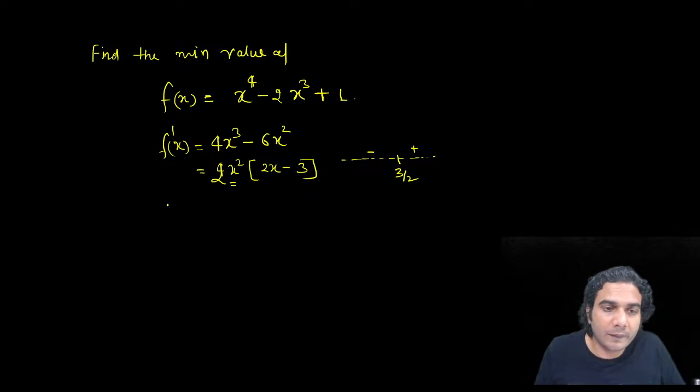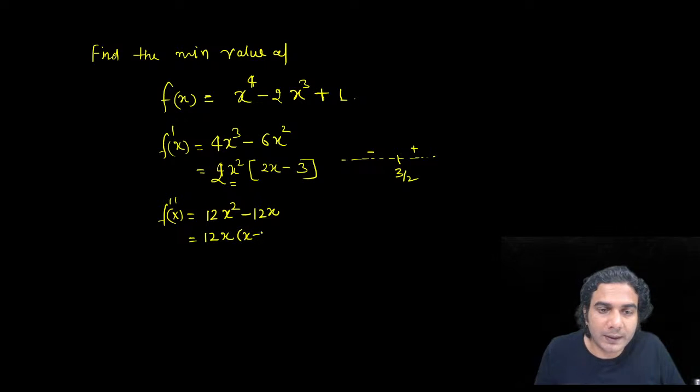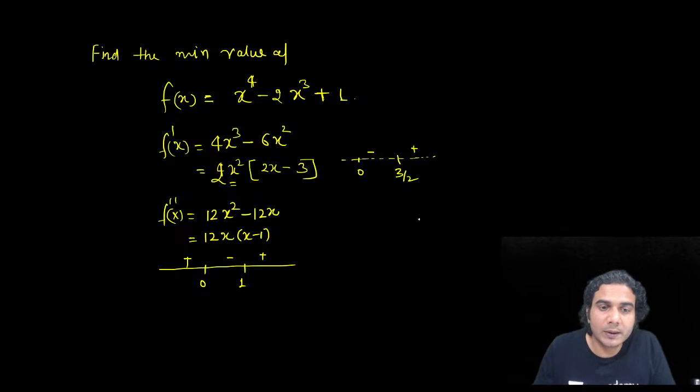If you want to investigate this function further, you can find f'' also. f''(x) is going to be 12x^2 - 12x, right? If you take 12x common, it is going to be 12x(x - 1). If you check the sign of f'', it is 0 at two points, 0 and 1, and it is changing sign about both. So both are points of inflection. Now you can plot the graph of this function easily.